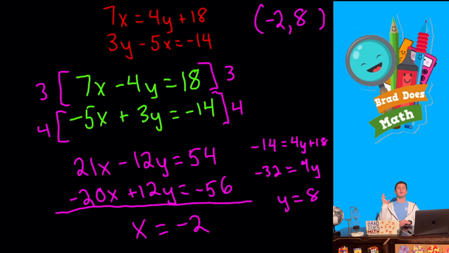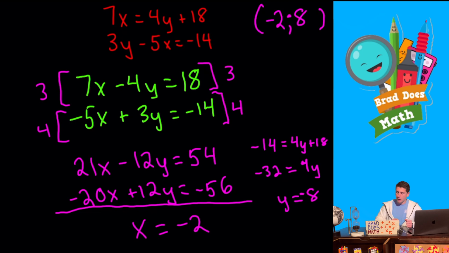And just to check, you can plug this back into the original equations. So let's do that. Why not? 7 times negative 2 is negative 14. And then we get 4y plus 18, which is incorrect. 4y is 32, plus 18 is 50. So we know we did something wrong here. And the thing we did wrong here must have been forgetting this negative sign right here. So you always want to check your work, guys.